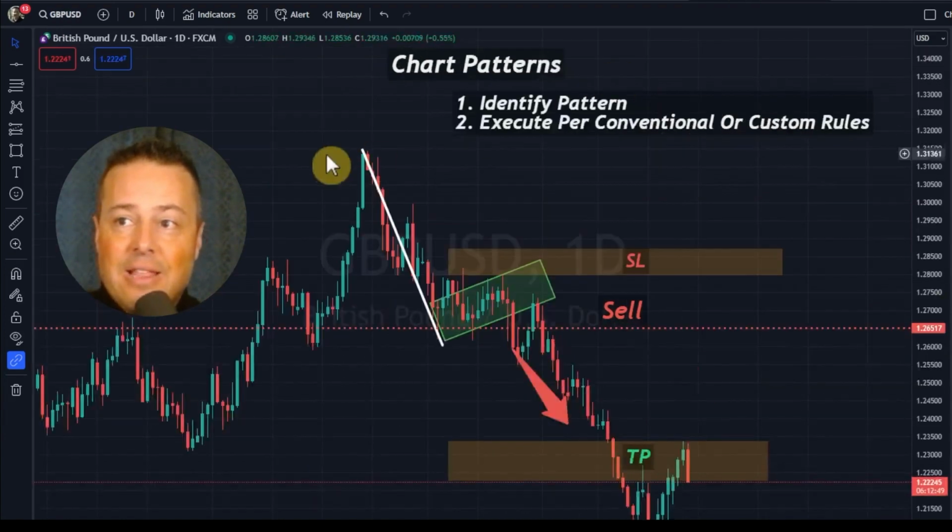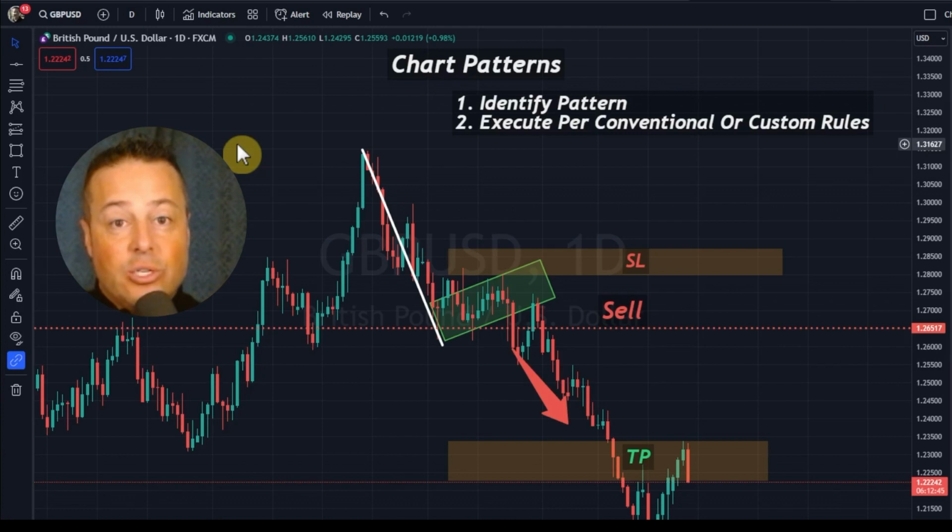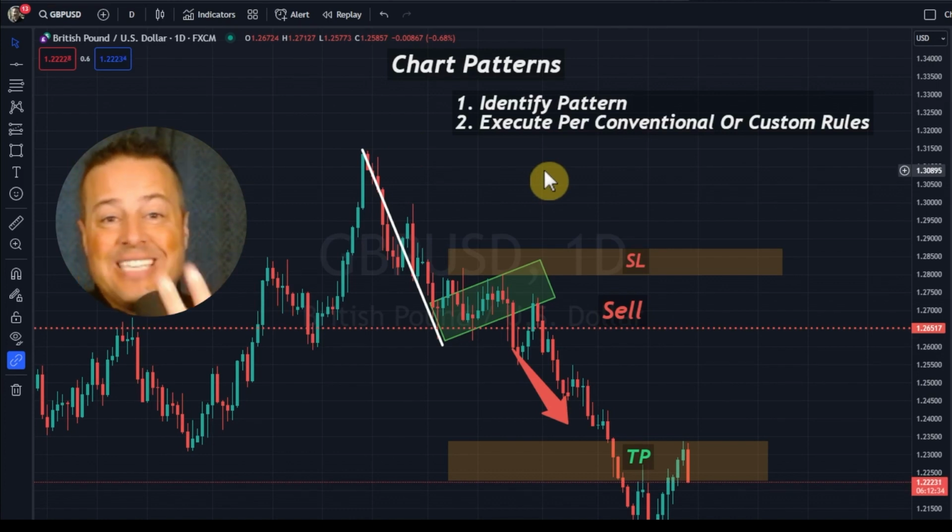Okay, the last way we're going to look at these price action strategies today is chart patterns. Now, chart patterns are a bit more advanced, but they're great ways to trade the market in a structured fashion. The first thing you're going to do with chart patterns is you're going to identify the pattern, and then the second thing you're going to do is execute the pattern either per adopted rules or your own customized rules.